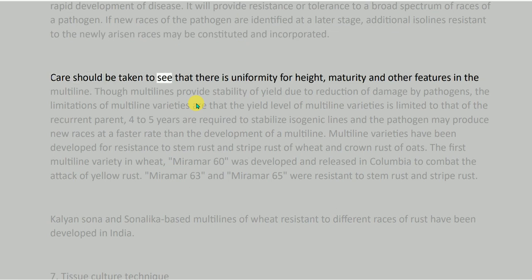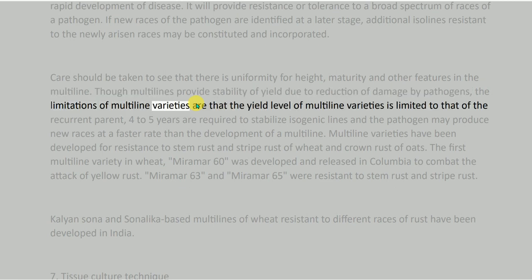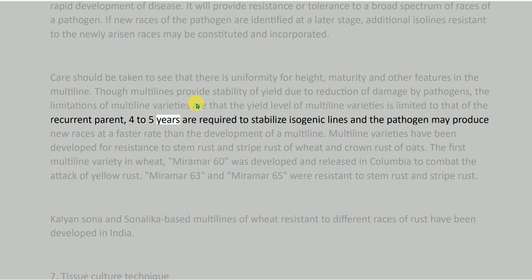Though multilines provide stability of yield due to reduction of damage by pathogens, the limitations of multiline varieties are that the yield level of multiline varieties is limited to that of the recurrent parent. 4 to 5 years are required to stabilize isogenic lines, and the pathogen may produce new races at a faster rate than the development of a multiline.